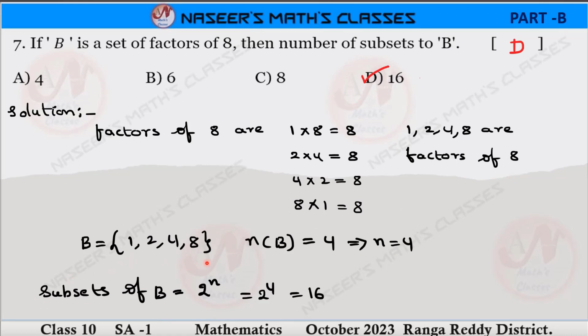Number of elements of B are 4. So here we can take n is equal to 4. Number of subsets of B is equal to 2 power n. So we substitute n is equal to 4. Then we get 2 power 4. 2 power 4 is equal to 16. So option D is the correct one.